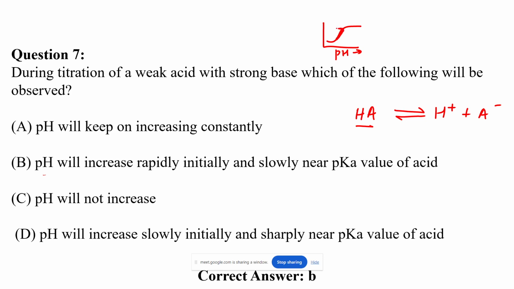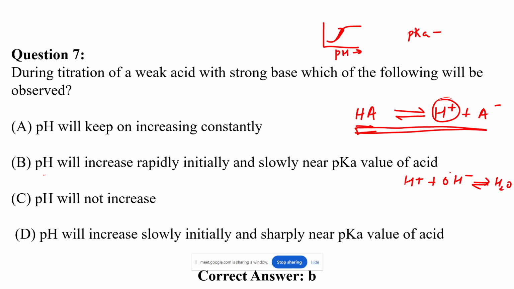But when it reaches its pK value, since it is the dissociation constant, dissociation will start happening. When this dissociation is happening, H plus ions are released. Now if H plus ions are released, they can react with the OH minus ions to form H2O. So basically, H plus ions can neutralize those extra OH minus ions that are being added from the strong base.